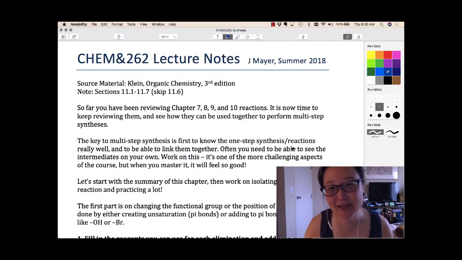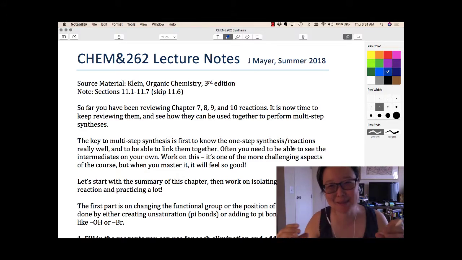Chapter 9 was on alkynes, so just like with alkenes, but now you have an extra pi bond. And then chapter 10, which is on radicals. So it's combining all of these into synthesis problems. That is, how do I start with this and make this? And sometimes it involves making this and then making this and then making this.